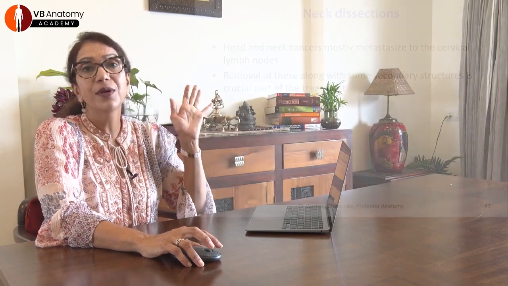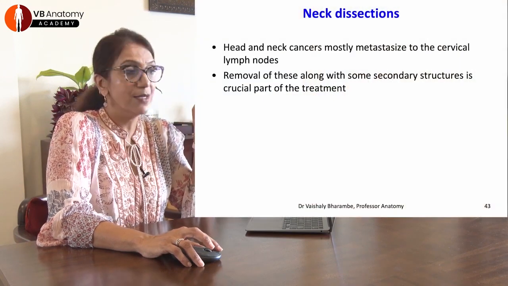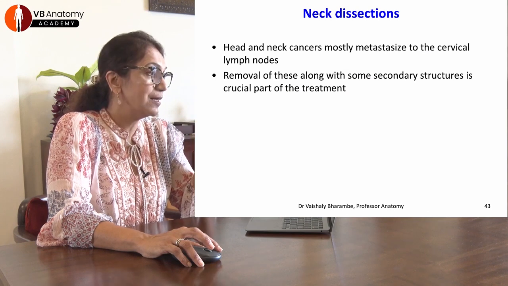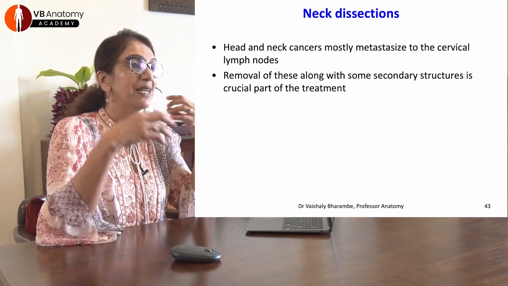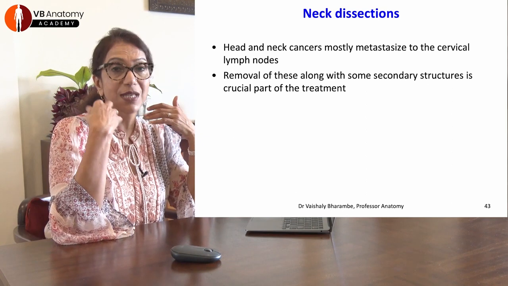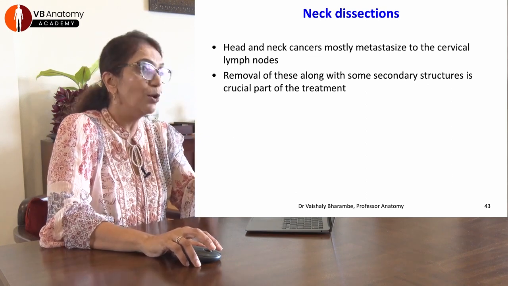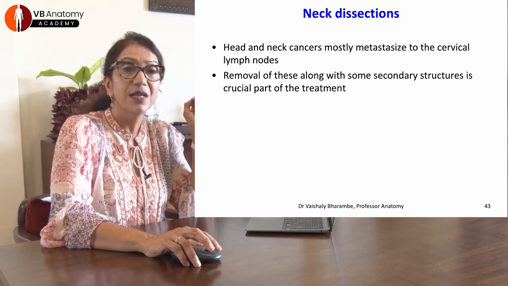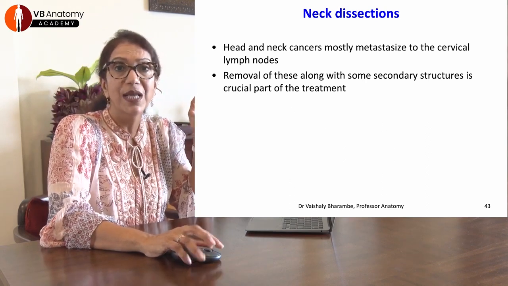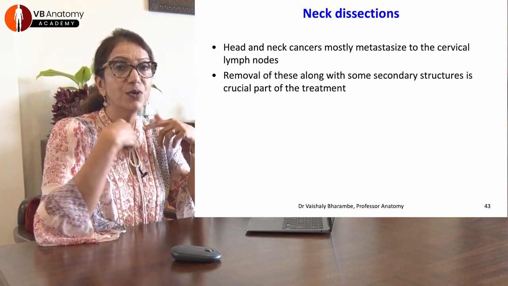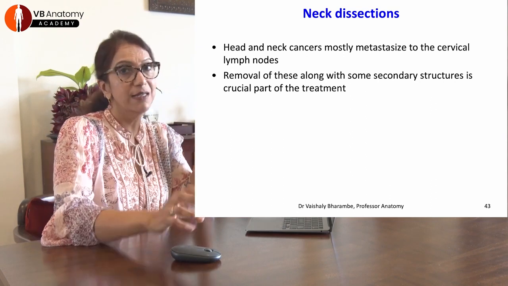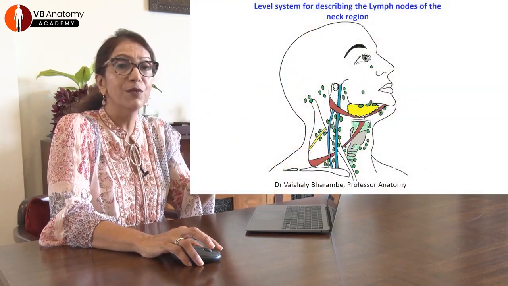Let's come to an important discussion, the neck dissections. First, some basics. Head and neck cancers mostly metastasize to cervical lymph nodes. That means spread to cervical lymph nodes. So, removal of these along with some associated structures is an important part of treatment. Cancer has spread to your cervical lymph nodes. You want to remove them and some associated structures. For this, you need to know level system of describing lymph nodes of the neck.